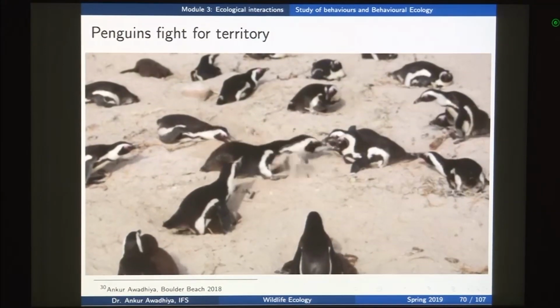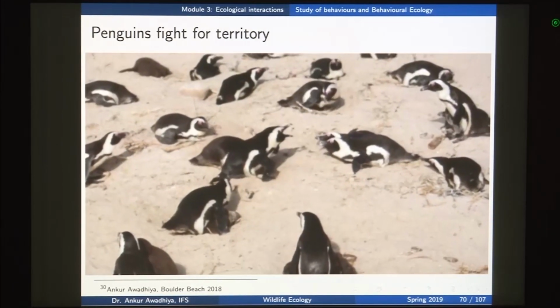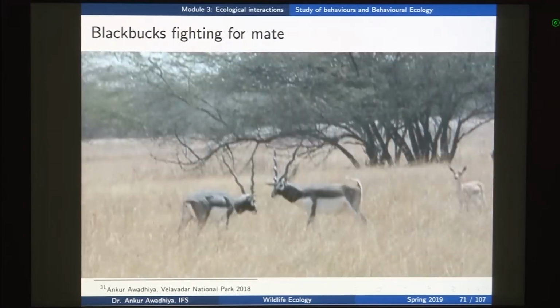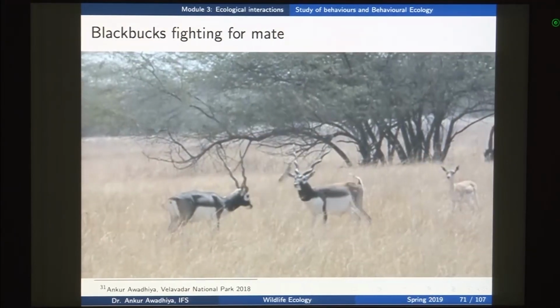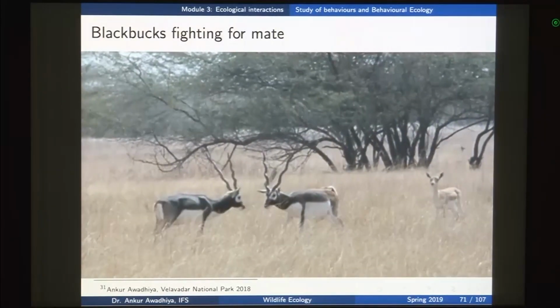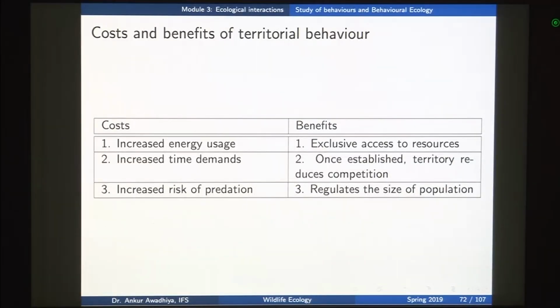We have seen this example of penguins that were showing this ritualized behavior. They pecked at one another and also gave out this sound, or we saw these black bugs that were also showing this aggressive behavior. So, in this case also they are excluding others from their own areas. Now, if we have territoriality, why do we have it is the question. Why did this territorial behavior evolve? What are the costs and benefits of having this territorial behavior?